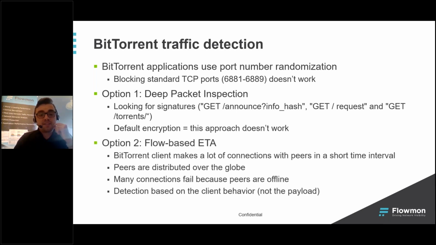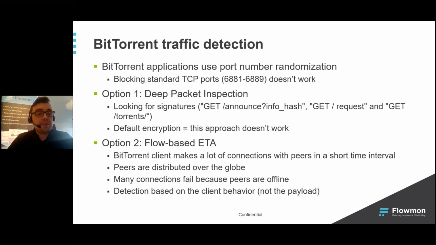Another option is to use flow-based encrypted traffic analysis, and this is because every communication has some pattern. A BitTorrent client makes a lot of connections with peers in a short time interval. This is something which is detectable from the flow data, from the layer 3, layer 4 information. There is just a lot of computing behind it, and machine learning needs to be in place.